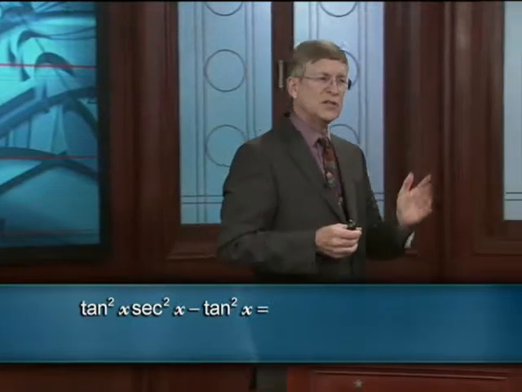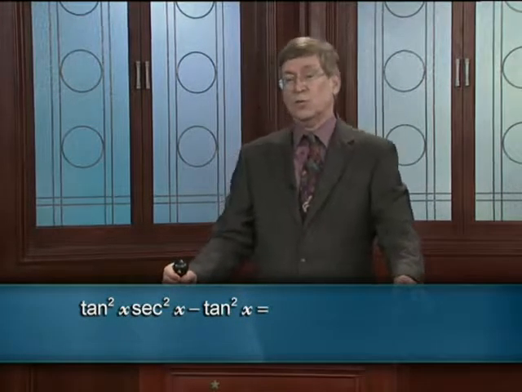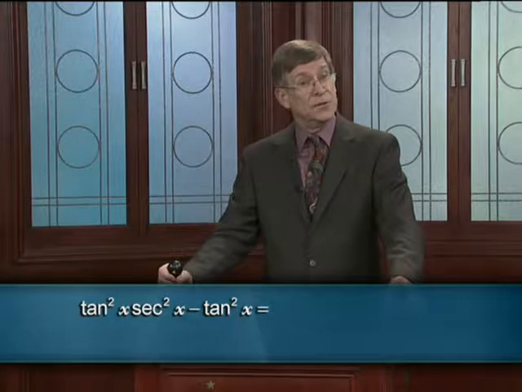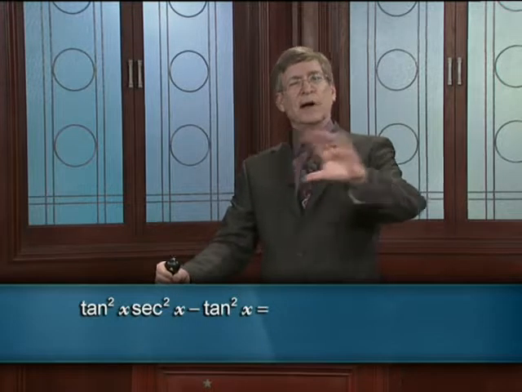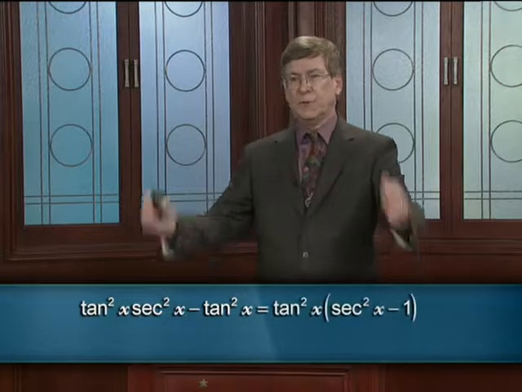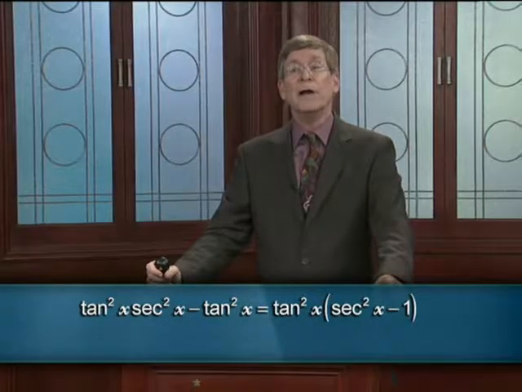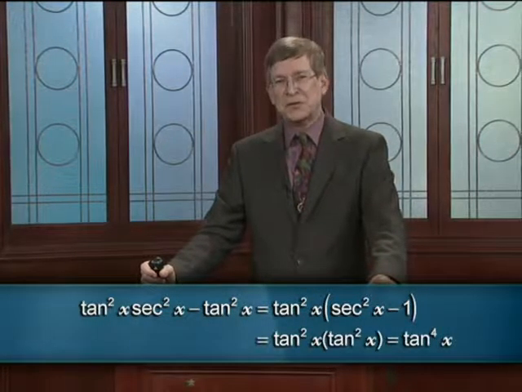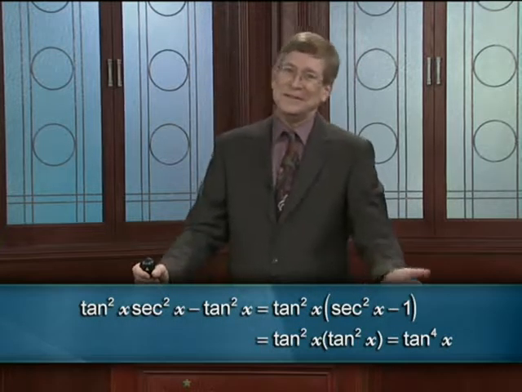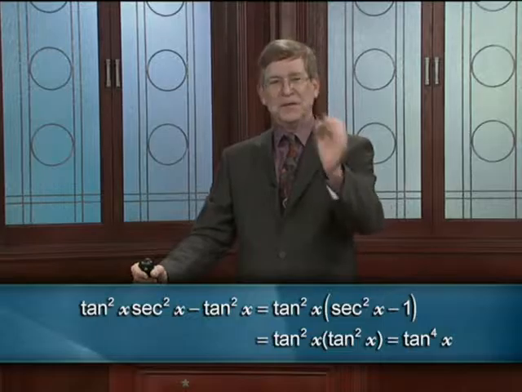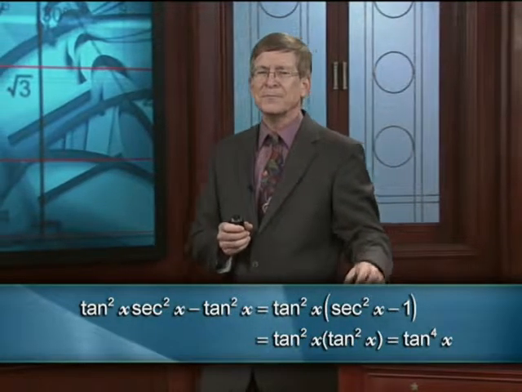Let's start with one side. How about with tangent squared x times secant squared x minus tangent squared? And let's see if we can end up with tangent to the fourth. So how about if I do the following? Let's factor out tangent squared. And I'm left with the quantity secant squared minus 1. Oh, I recognize that. Tangent squared plus 1 is secant squared, so secant squared minus 1 is tangent squared, and we have tangent squared times tangent squared equals tangent to the fourth.